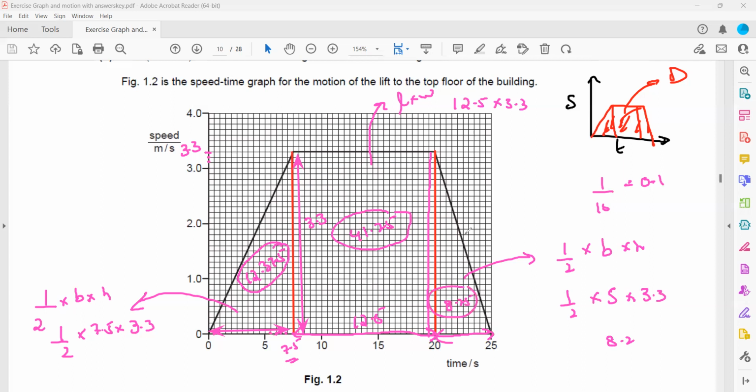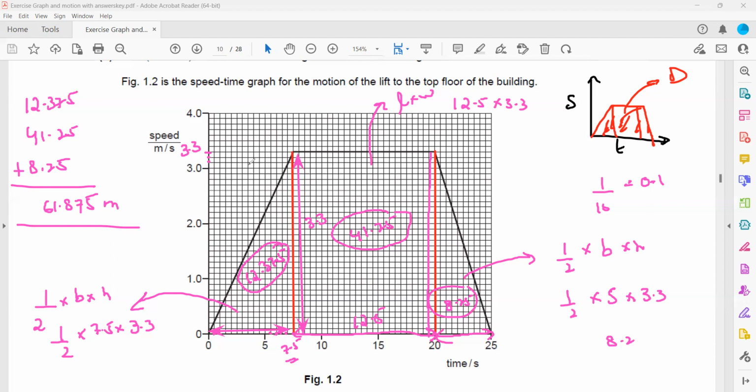But now the question is, what is the total distance travelled? The total distance travelled is the area of all the parts. The first part area was 12.375, the second part area was 41.25 and the third part area was 8.25. We add them to get the total area, 61.875. If speed is in meters per second and time is in seconds, the final answer will be in meters. So we get the distance as 61.875 meters.